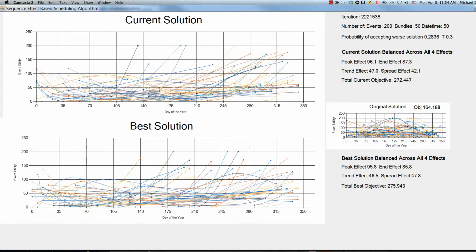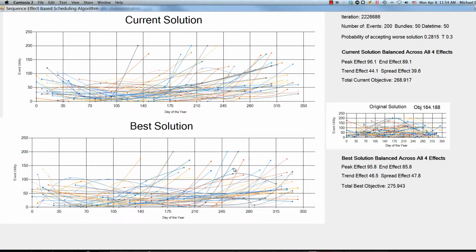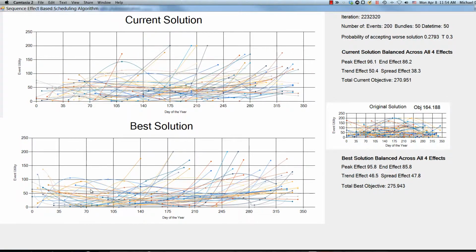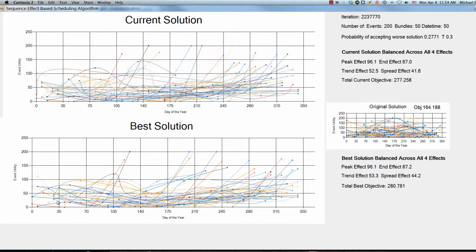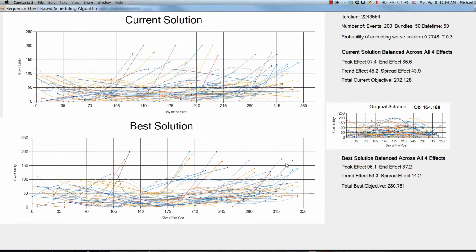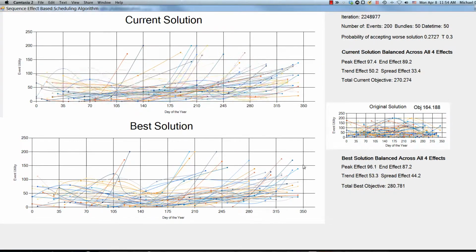Trend effect, again, is the slope of the line. So we see some of these that are jetting straight up. That's a pretty high slope, a pretty steep slope. It also makes sure that we're going from low to high all the time. We always see this upward trend effect.